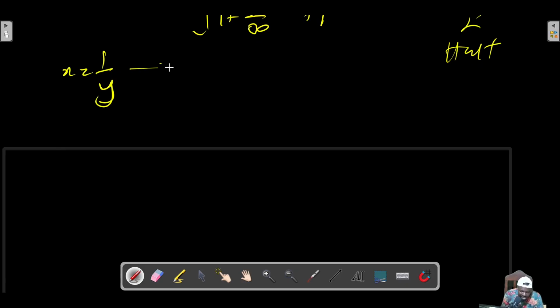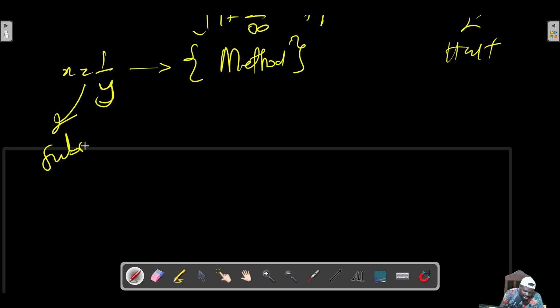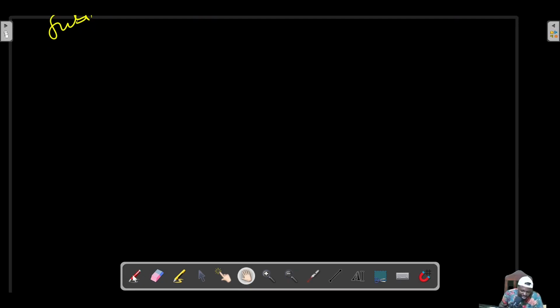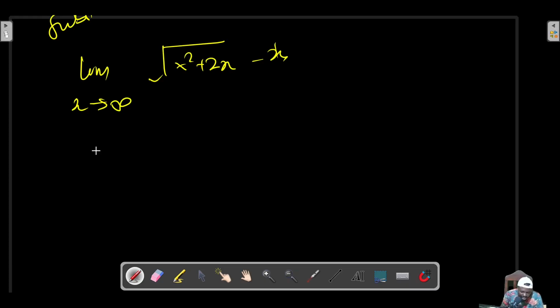Let me see method 2. Substitute in x is equal to 1 over y, then you also obtain the same answer. So we can do that. So x is equal to 1 over y. Our question was this, x squared plus 2x minus x. So let x be equal to 1 over y. Now if x is equal to 1 over y, then as x approaches infinity, our y will approach 0.